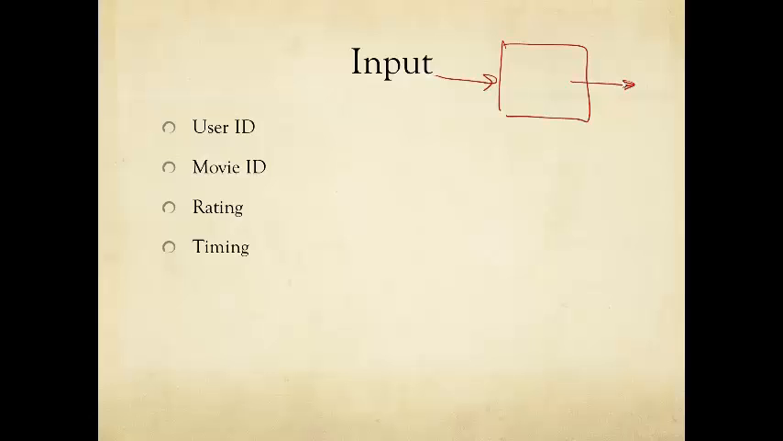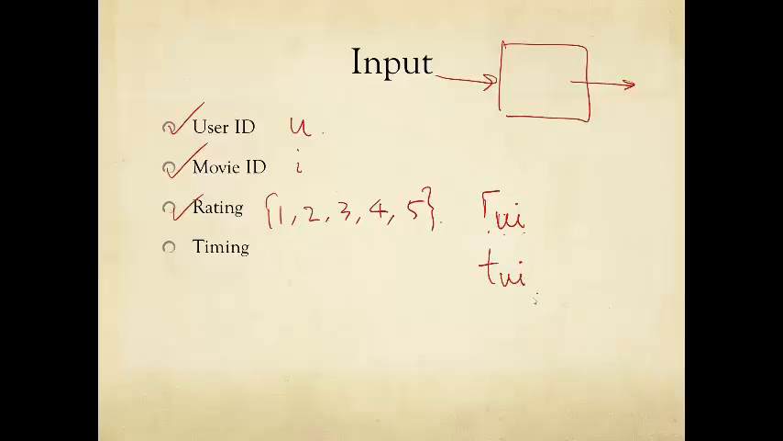What are the inputs? First of all, the user ID. That's your login. We're going to index user by U. Second, movie ID. We're going to index each movie by I. And then there will be, of course, a rating, which is really a number drawn from 1, 2, 3, 4, 5 stars. And we call this R sub UI, R for rating of user U on movie I. And the time that this review was entered is T sub UI.